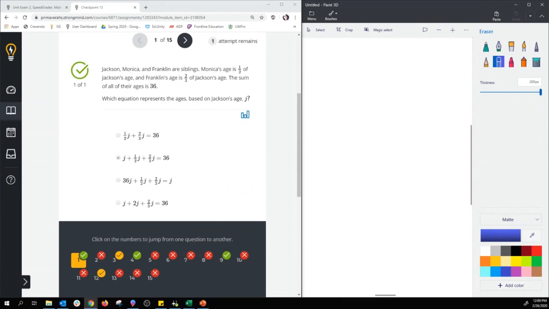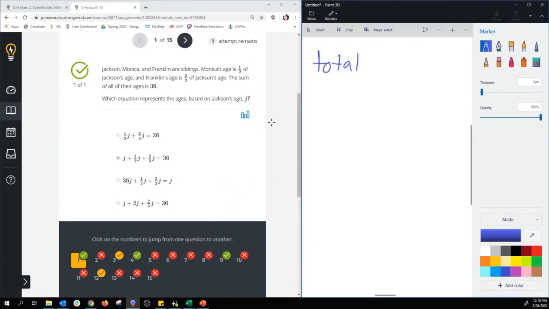One thing to remember when you are writing an equation from a word problem: anytime you're given a total, your total will always go by itself. The total will always be on one side of your equal sign. Since 36 is the sum of their ages, all three of their ages will add up to 36. That means 36 is my total, so 36 must go on one side of the equal sign by itself, which is why we're not going to choose this option here.